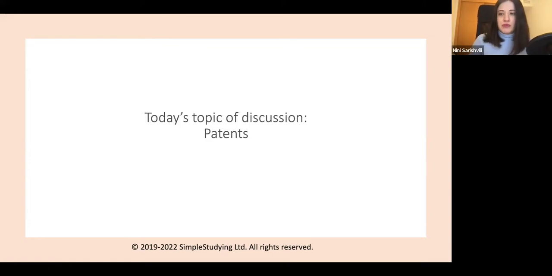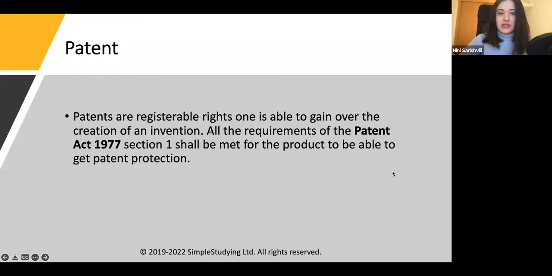And we will go through the main principles and cases that you should be aware of for revising this topic. Patents are registrable rights one is able to gain over the creation of an invention, and the requirements of the Patents Act 1977 shall be met for the product to be able to get patent protection. Therefore, in a problem question about patents, you need to apply Patents Act 1977.